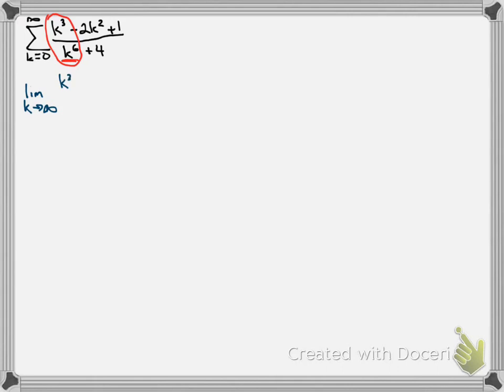So k cubed minus 2k squared plus 1 all over k to the 6 plus 4. Now, we get to pick what we're going to compare it to, and again, we'll go right off of the lead coefficients. Let's compare it to k cubed over k to the 6th, but actually we can reduce that because k cubed over k to the 6th is just 1 over k cubed. And we know that that series is convergent. So we're just going to compare to 1 over k cubed.